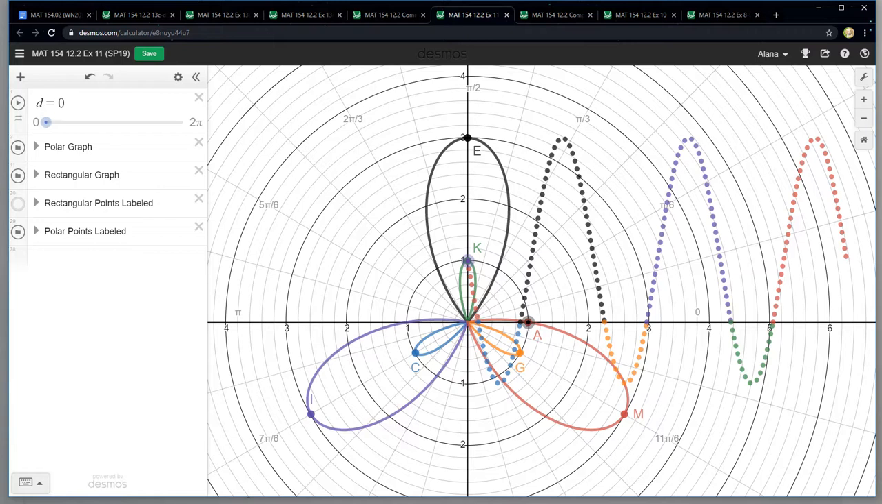So point A is right there, right? We start at 0 and we kind of move our way out, and we swing through to point B. Point B is going to be at the origin, right? It's going to kind of go through.